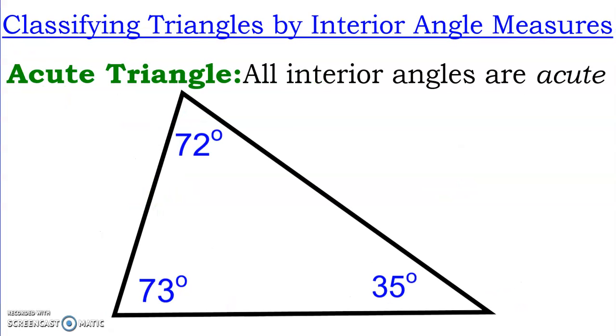An acute triangle is where all the interior or inside angles are acute, which means that they're all less than 90 degrees. So 72, 35, and 73 are all less than 90 degrees, so this is called an acute triangle.